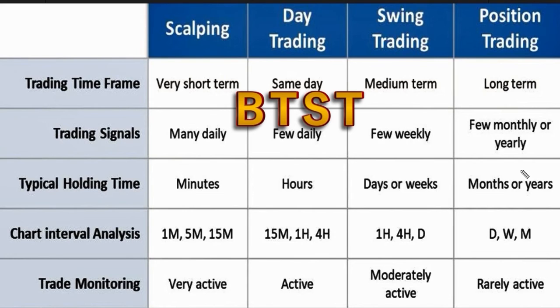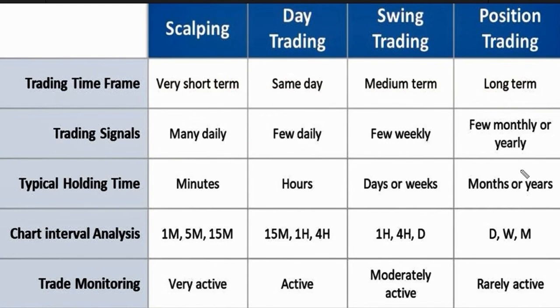In BTST we take the trade in the last 15 minutes of the day and then hold until the next day the market opens. So we are actually hoping for a gap up or gap down. BTST for gap up and STBT for gap down. So we are actually doing gap trading. You get signals for BTST or STBT very rarely in a month, but whenever you get one, this is the best way of trading because BTST can give maximum profit in minimum time.